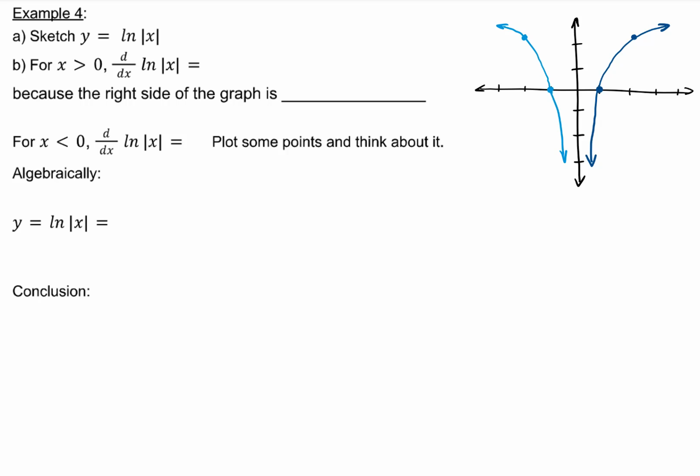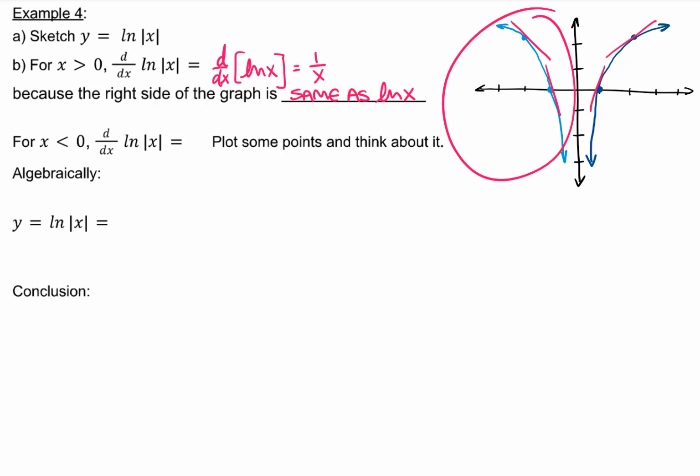For x greater than 0, the derivative of ln absolute value x is literally going to be the same as the derivative of just ln x. So that would be 1 over x. Your slope is 1 divided by x at any point, because the right side of the graph is the same as ln x. For x less than 0, the slope here would be the negative version of the slope here. And since the x values to the left are negative, 1 over x is still my derivative.